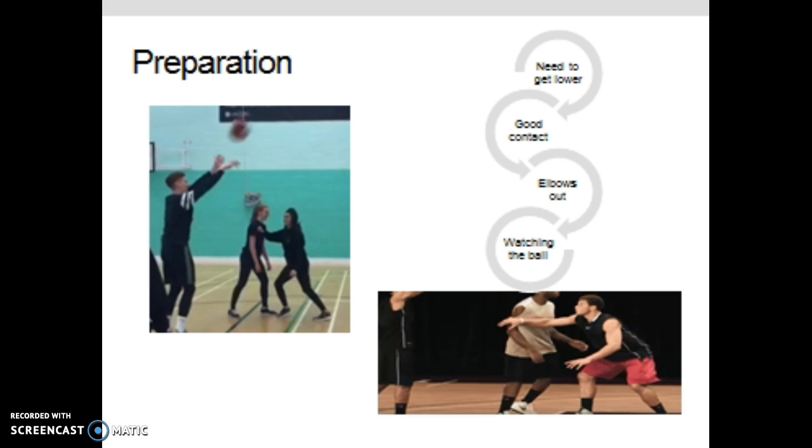So when looking at the technical model, your preparation for getting into the box out and rebound, you can quite clearly see that you need to get lower and have your elbows out. But the good thing about your positioning was that you had good contact and you were watching the position of the ball and where it was going.